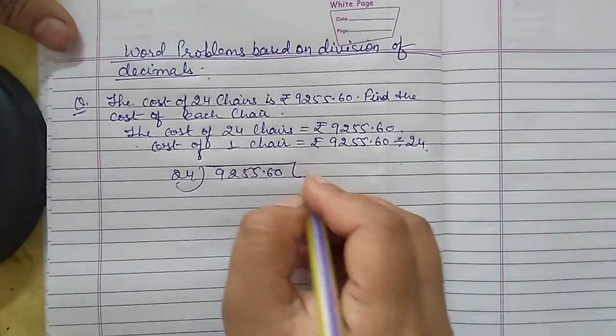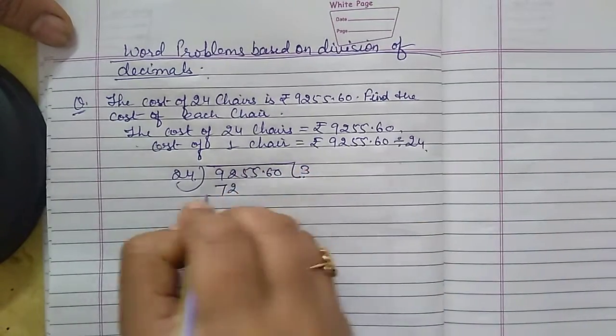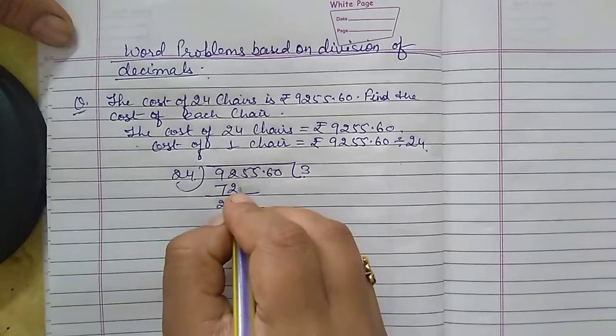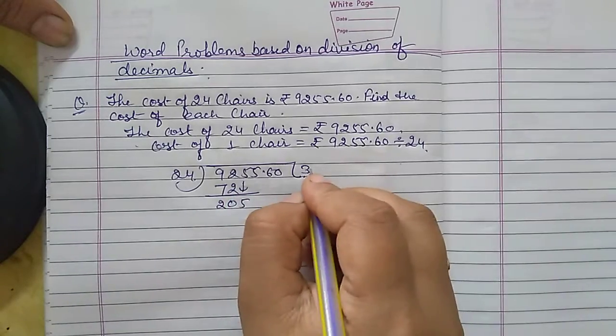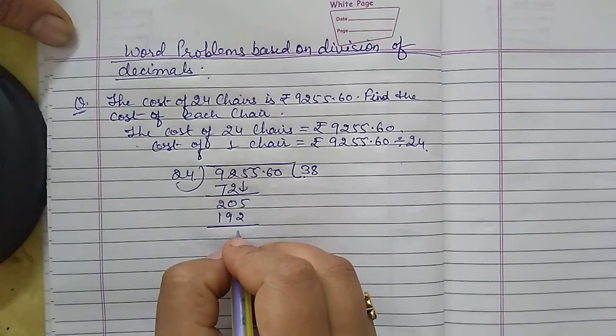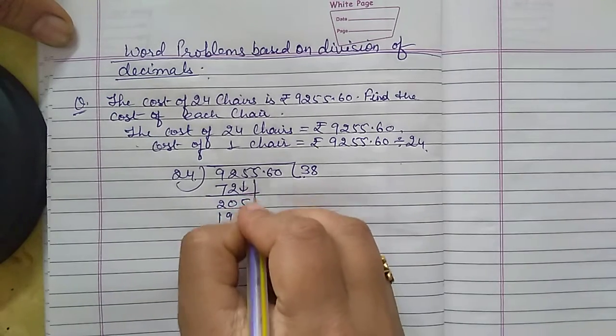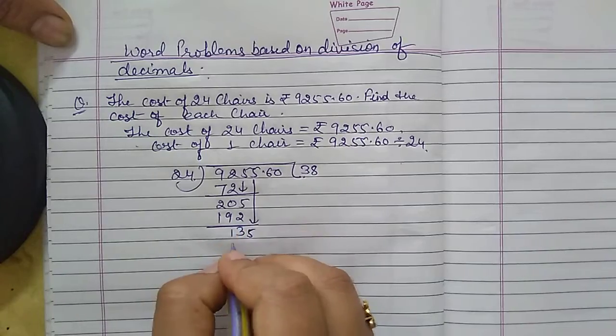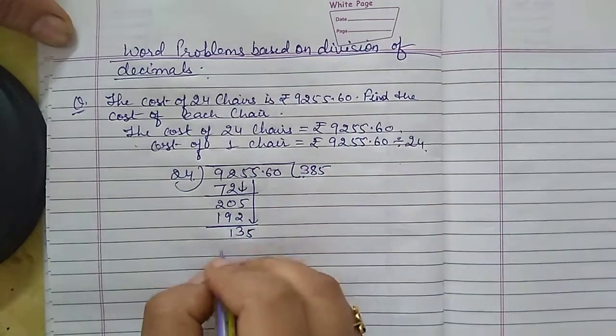How many times is it divisible? 3 times, 72. Now the remainder is 20. Now we'll carry 5 from here. 8 times it is divisible, 192. The remainder is 13. Now we will carry 5. How many times? 5 times it is divisible.